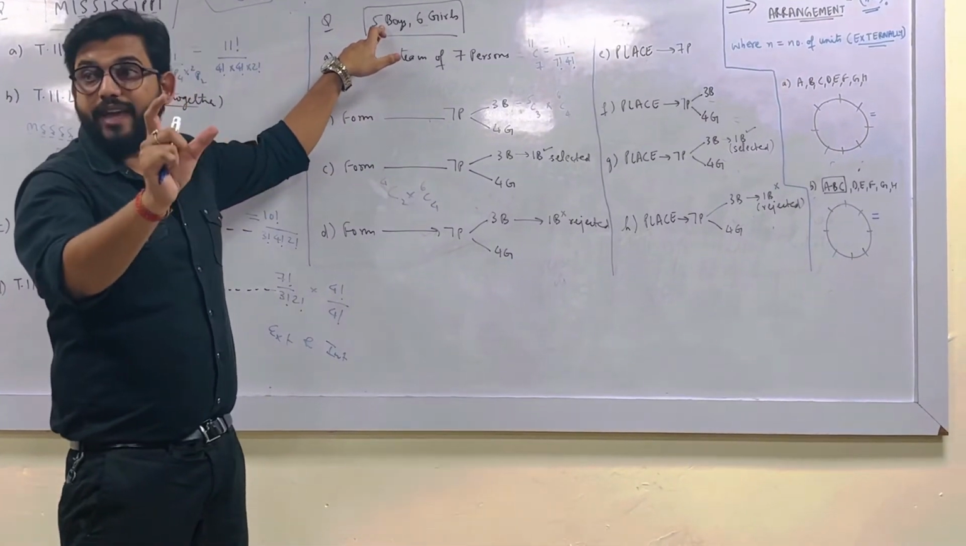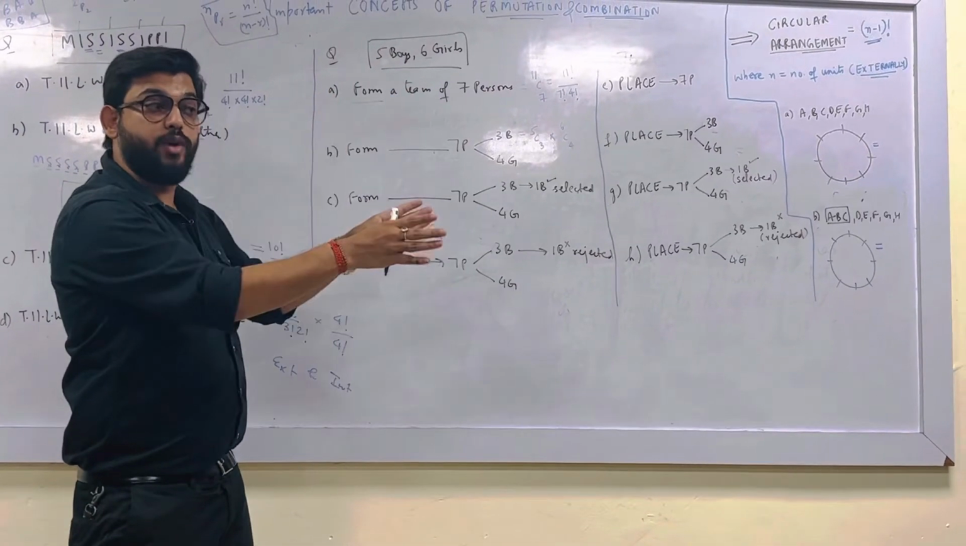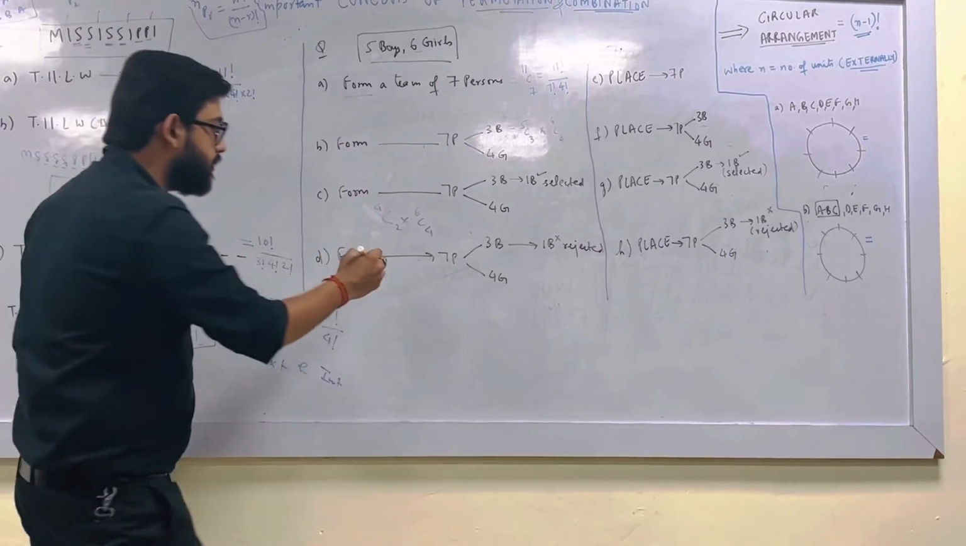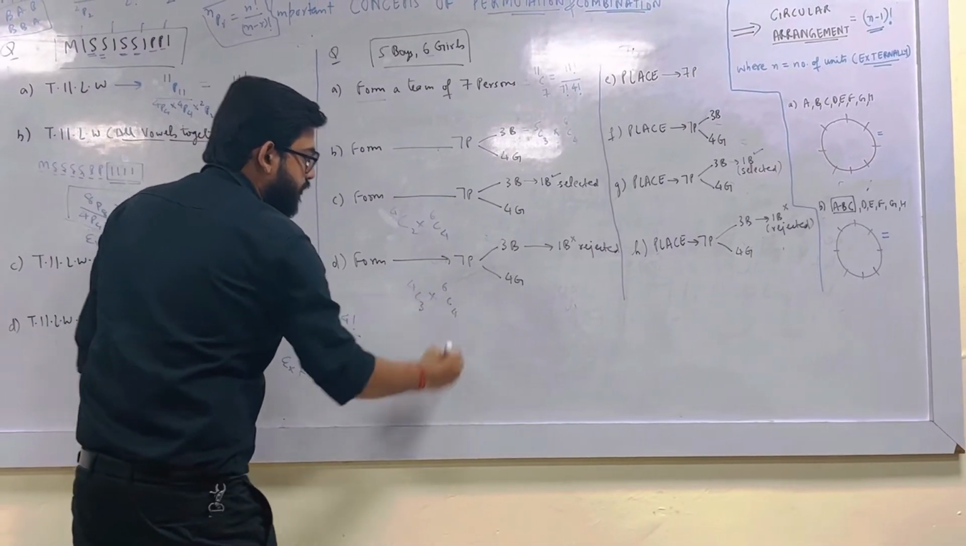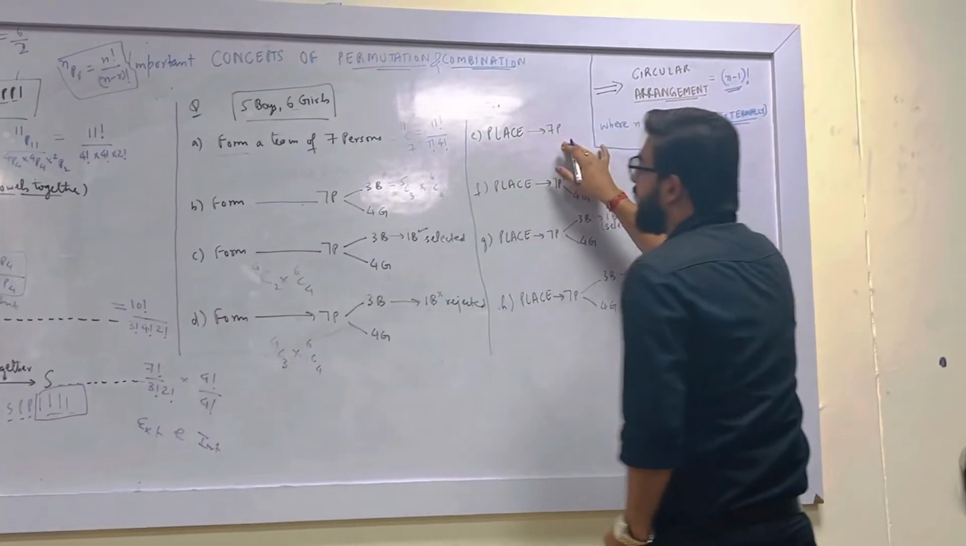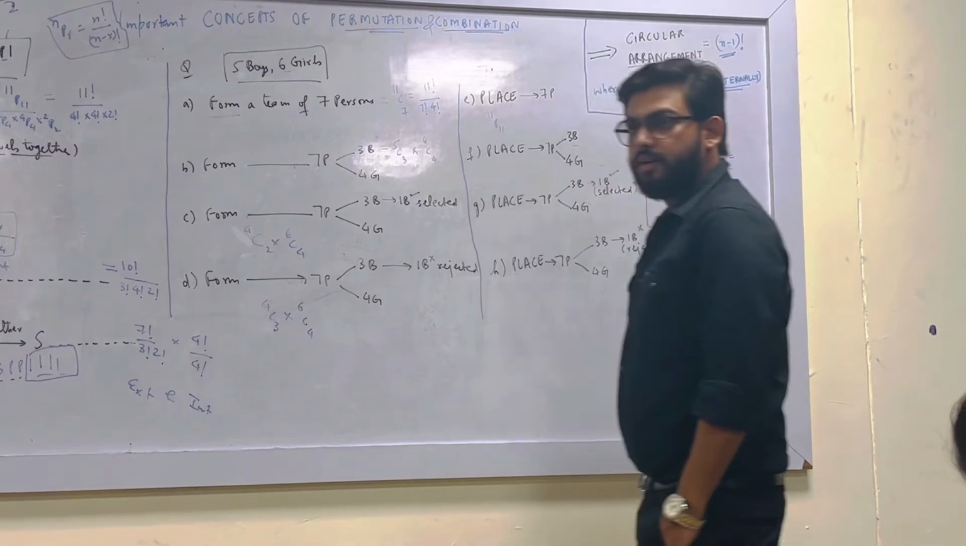Yes or no? The vacancy is not occupied yet. So we need to select 3, but from the 4, because one person we don't want to select. कितना आएगा? 4C3 into 6C4. Very good. Now place a team of 7 persons. Placement, it will be 11P11, right?